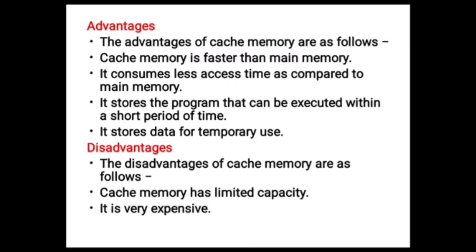Now, what are the advantages of the cache memory? Cache memory is faster than the main memory. It consumes less access time than the main memory. It stores the programs that can be executed within a short period of time, and it stores the data for temporary use. Disadvantage: it is expensive and it has a limited capacity.